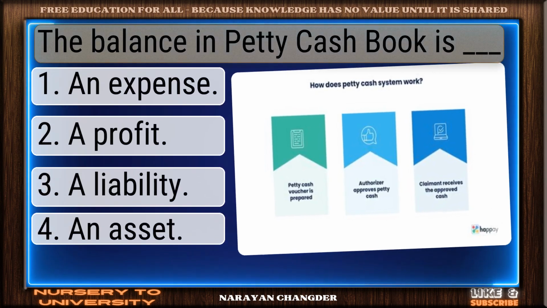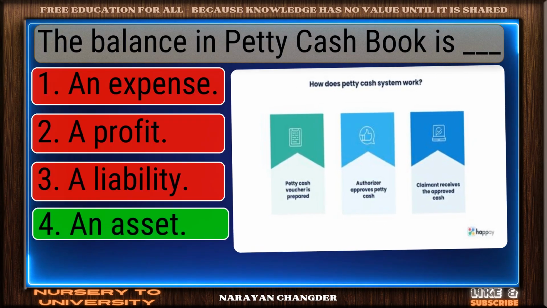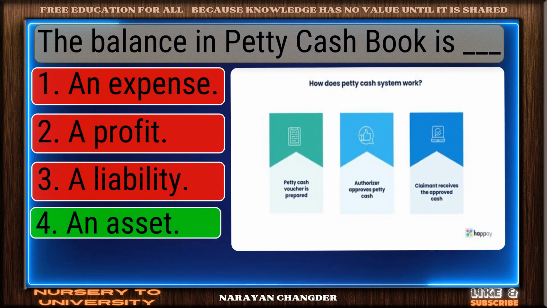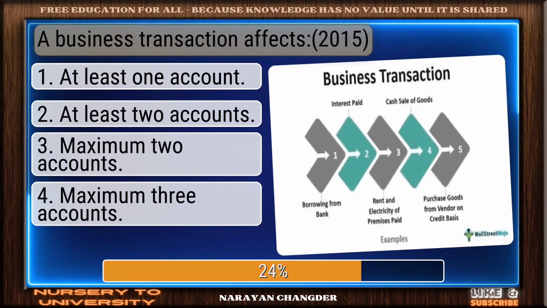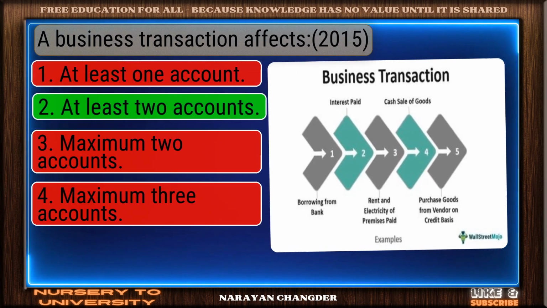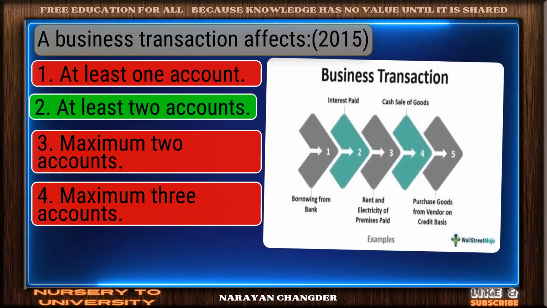The balance in petty cash book is dash. Correct. An asset is the right answer. A business transaction affects. Well done. At least 2 accounts is the right choice.